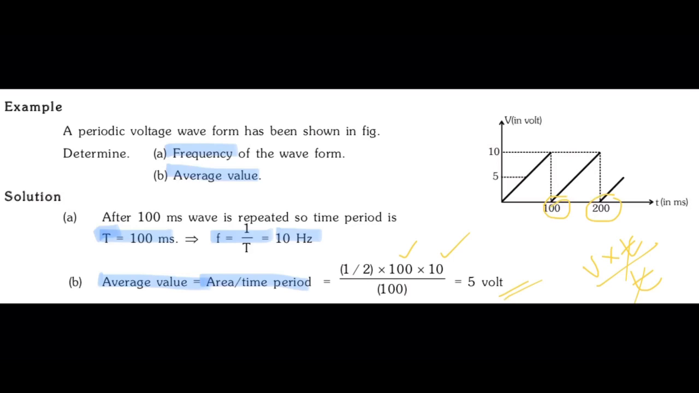Anytime a graph is asked, always remember two things. Number one is the slope, second is the area. These two quantities have a lot of significance in every single graph. Here also such an importance has come, and that's why for average value we are using the area divided by time period formula.